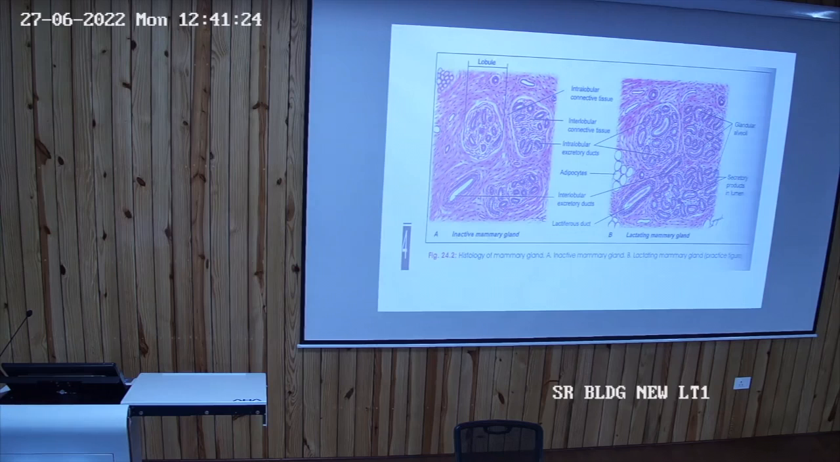The duct is the same. In the lactating mammary gland, look here, the alveoli are larger in size, fully developed, and in some of the alveoli you can see the secretion also. Milk secretion can also be seen in some alveoli. The interlobular connective tissue mass is definitely reduced in size as alveoli increase. So by this we can differentiate whether this is the mammary gland of the inactive stage or the lactating mammary gland.